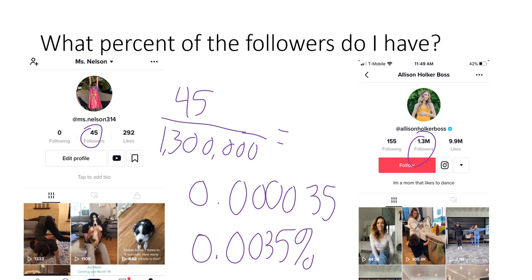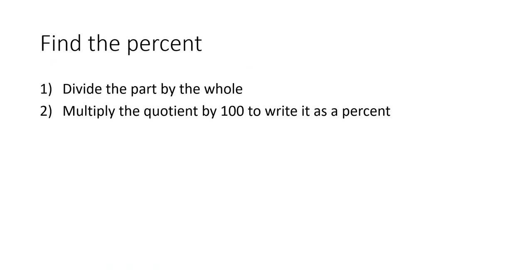So whenever we're finding the percent, we have to know what the part is, we have to know what the whole is, and then we divide it to get a decimal, multiply that by 100 to get what the percent is. So again, to find the percent, you're dividing the part by the whole, and then you're multiplying that quotient by 100 to write it as a percent.